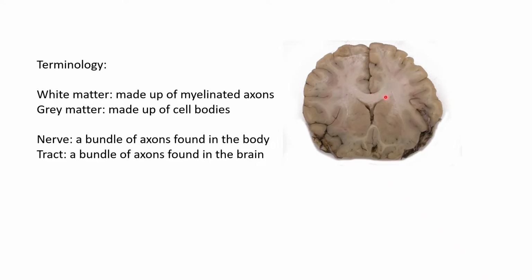So both nerves and tracts are bundles of axons. It's just that when these bundles are present within the brain, we commonly call them tracts, and when they go out of the brain to different parts of the body, they're called nerves.